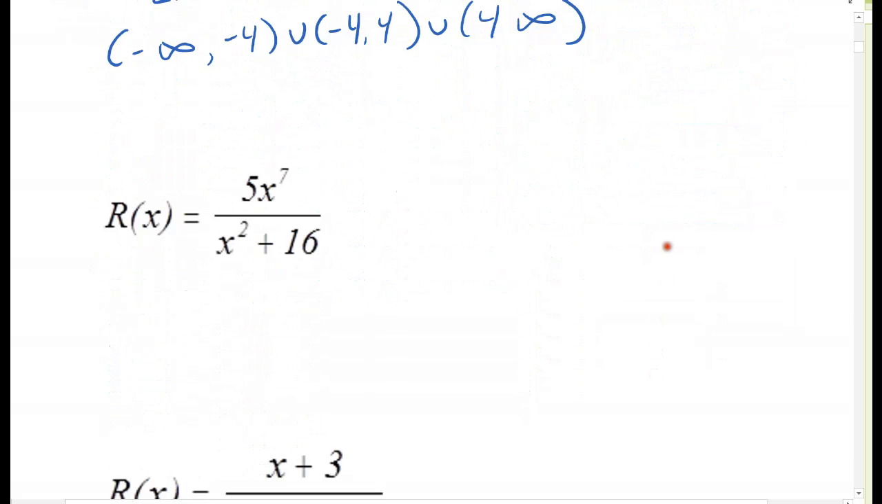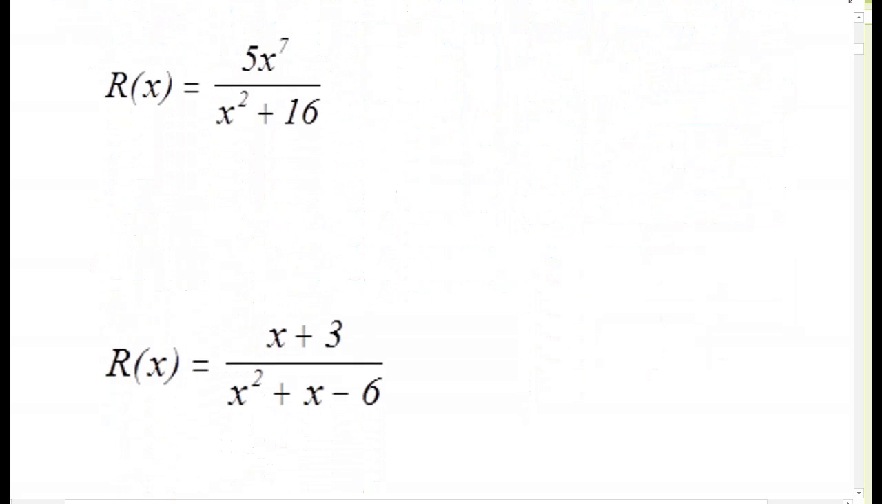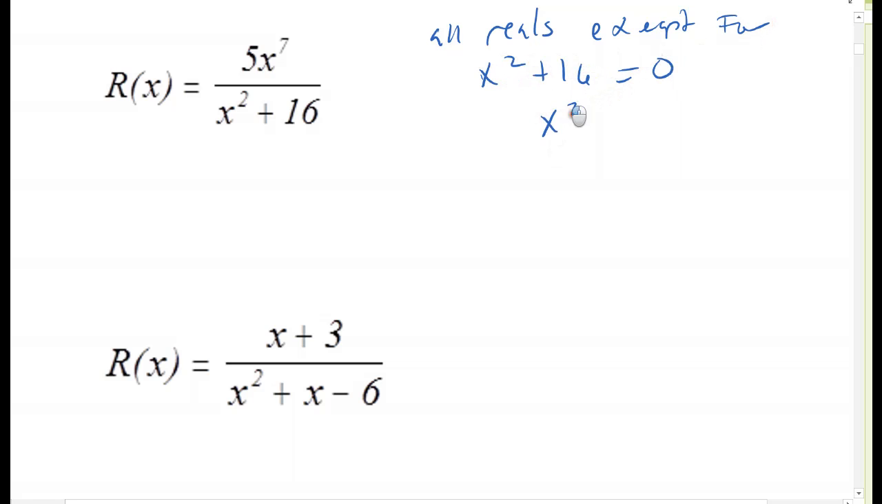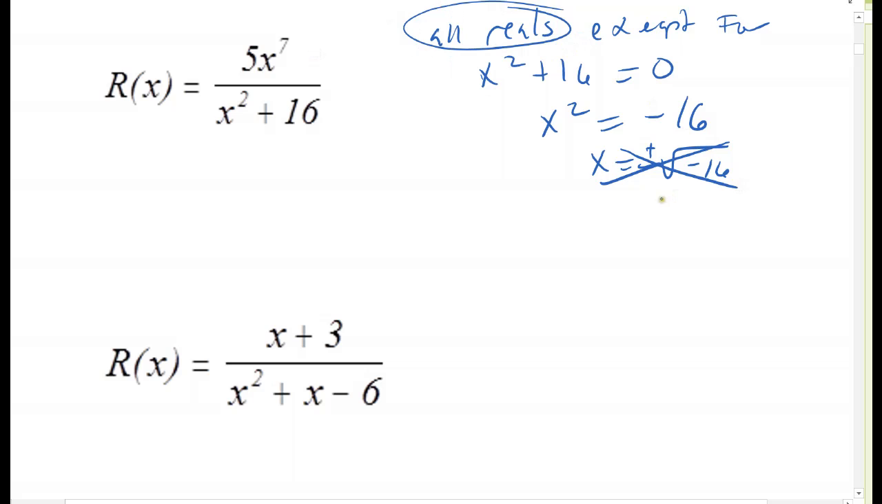All right, second example. Very similar, but I changed one little thing, but that one little thing makes a big difference. Again, it's all reals except for those where my x squared plus 16 equals 0. And if I go to try to solve this, I move 16 over to the other side, I get a negative, and so if I tried to take the square root of that, it would give me a non-real number. I want only reals. That's a non-real number.